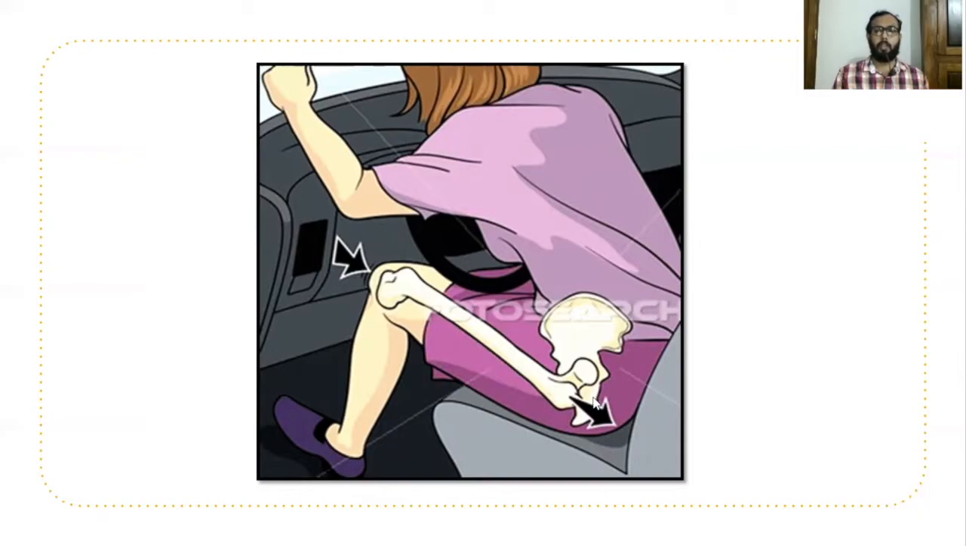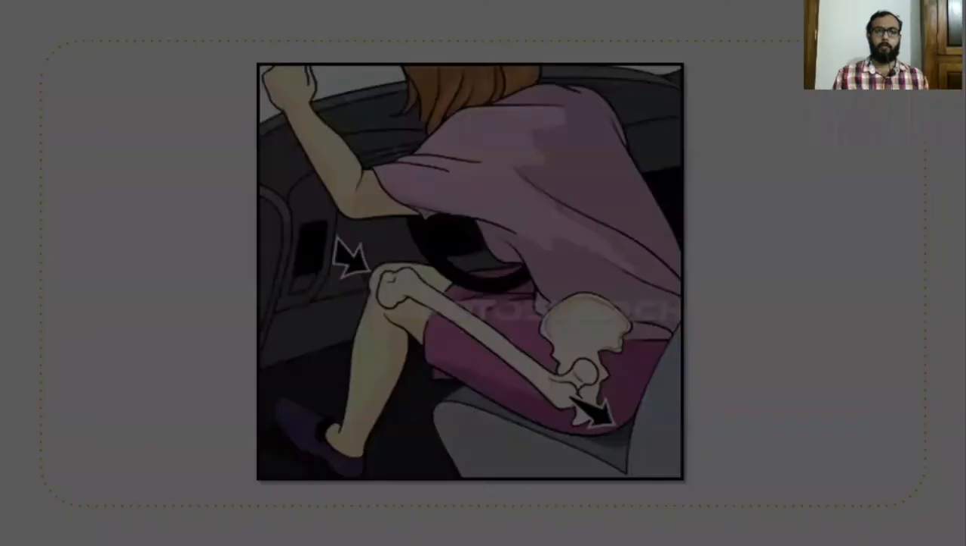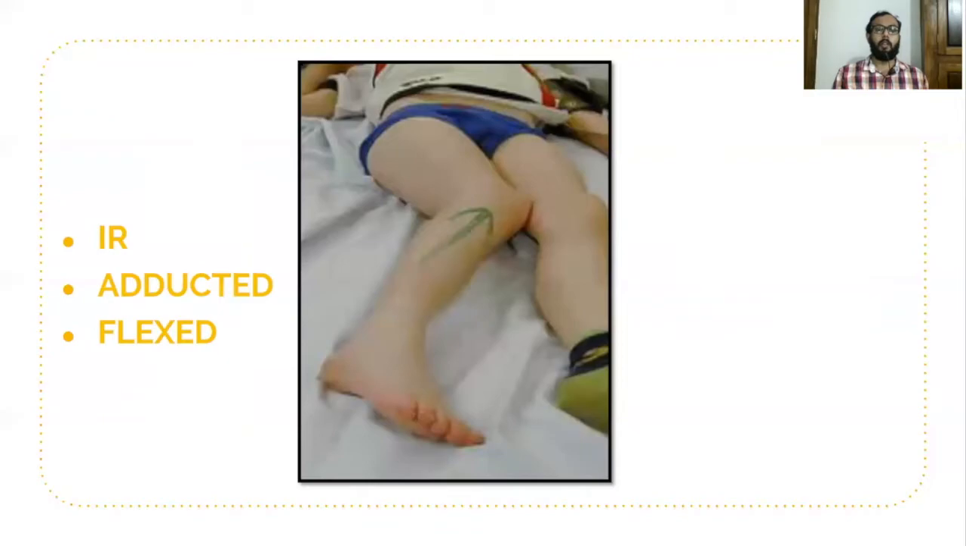In 50% of cases of posterior dislocation of the hip, there may be an associated fracture of the acetabulum, and also a chance of fracture of the neck of femur and shaft of femur. The attitude of the patient is flexion, adduction and internal rotation, and surely there will be shortening. Here you can see this is the attitude. It is internally rotated, and the hip is flexed and adducted.